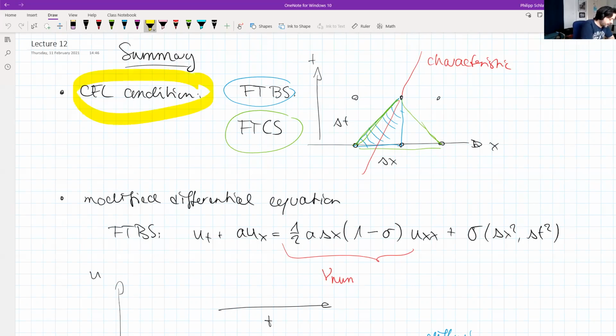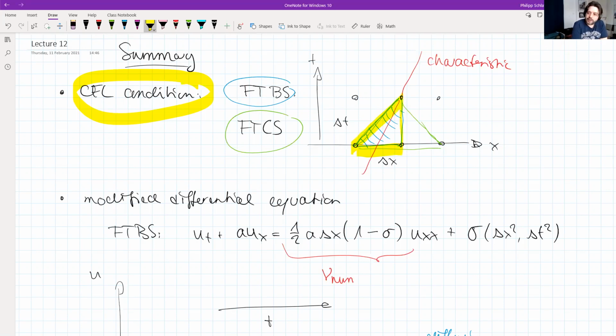So the first thing that we did last time was to introduce the CFL condition. CFL stands for the names of the 3 authors of the paper from 1928 when this was discussed. So that's Courant, Friedrichs, and Lewy. And essentially they said that a convectively dominated scheme is stable if the domain of dependence of the finite difference scheme contains the domain of dependence of the partial differential equation, so the physical domain of dependence.